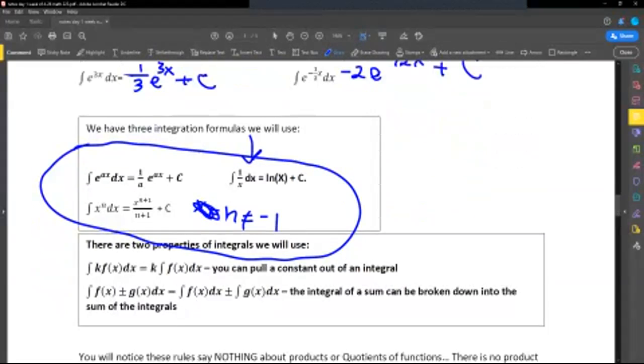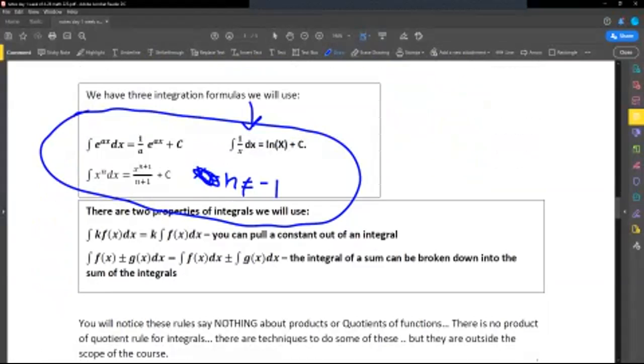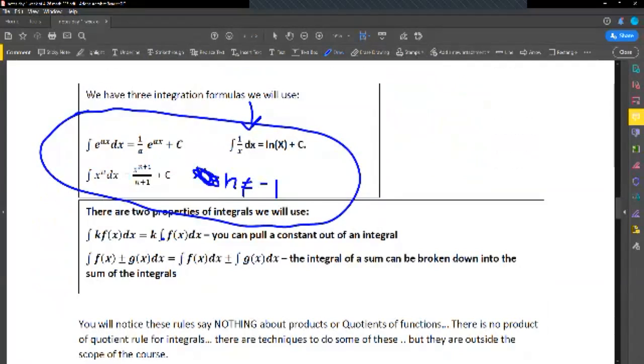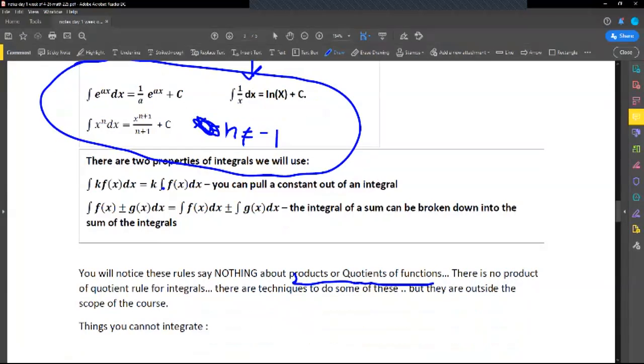All right, 2 properties of integrals that we've been using or will use is that you can always pull a constant, a number, out of an integral if it's multiplying a function. So if there's a 2 next to f of x, you can pull the 2 out of the integral. You can never pull an x out of an integral, only numbers. And the integral of a sum or the integral of a difference is the integral of the sums or the differences. So you can always split a sum apart and a difference apart. But you'll notice that this says nothing about products or quotients of functions. You do not have the ability to work with that. There's no product rule or quotient rule for integrals. There are techniques that you can use, but again, most of them are beyond the scope of the course, so you don't have to worry about it.